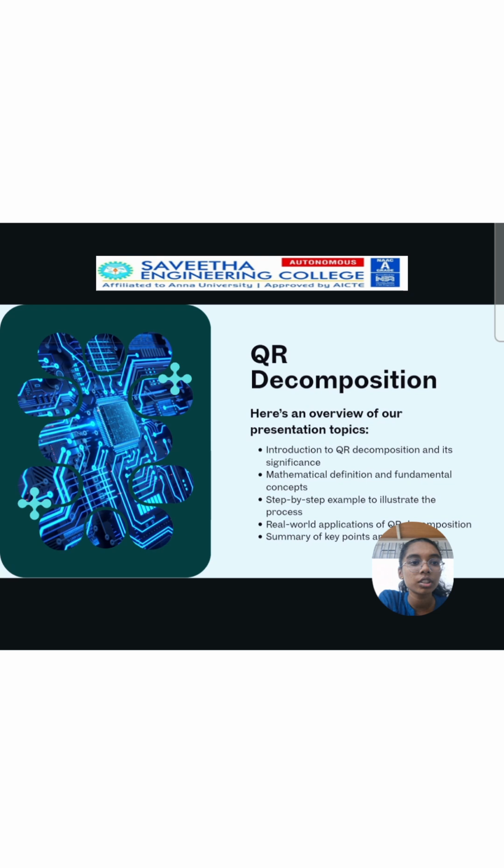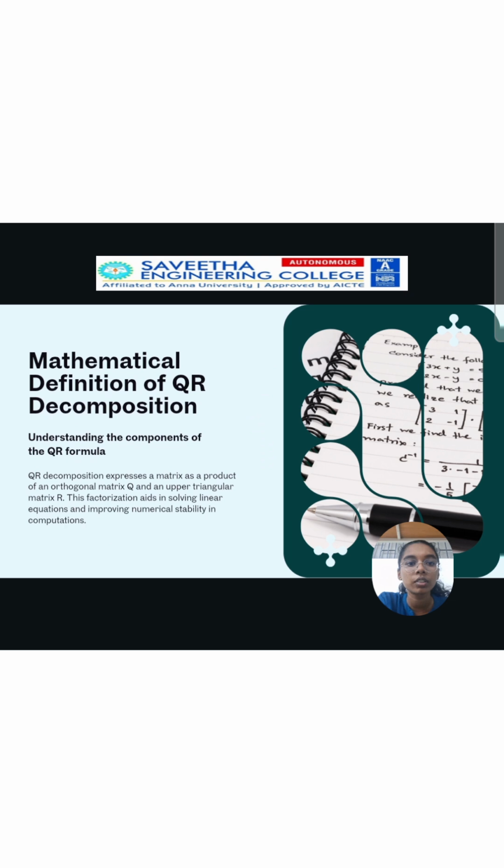Mathematical definition of QR decomposition. QR decomposition expresses any given matrix A as a product of two matrices Q and R. Here Q is an orthogonal matrix, which means its columns are perpendicular unit vectors, and R is an upper triangular matrix. This method is extremely helpful in solving linear equations and improving numerical stability of computations.